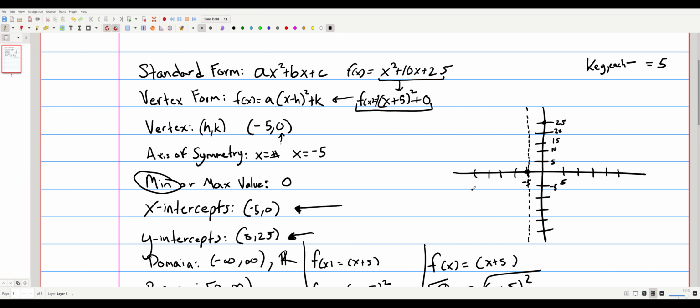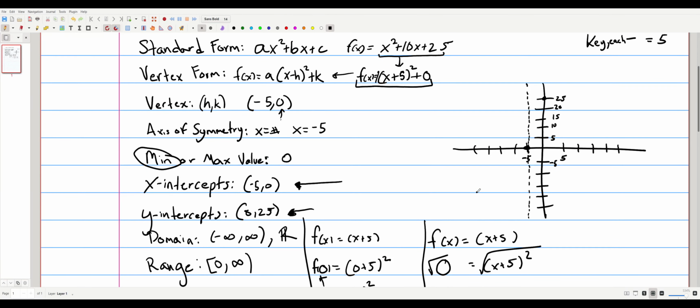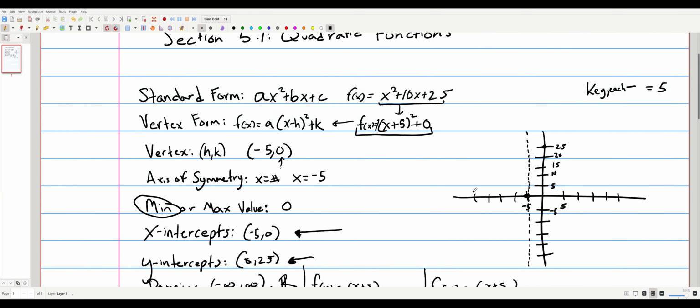My domain is -infinity to +infinity, which it will be for all parabolas, all quadratic functions, and my range is 0 to infinity. And so when I graph my function, I'm just going to connect these two dots like so. And because I know this is my axis of symmetry, my picture is going to be reflected equally on the other side as if it were a mirror. And so you see how I'm only one tick to the right. If I go one tick to the left, at 25 I should also have another point. So you'll have to excuse my drawing. Let me try to fix it.